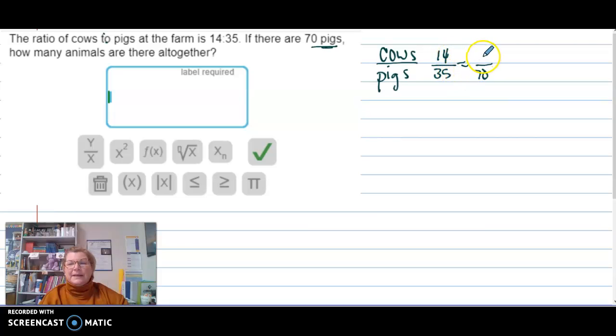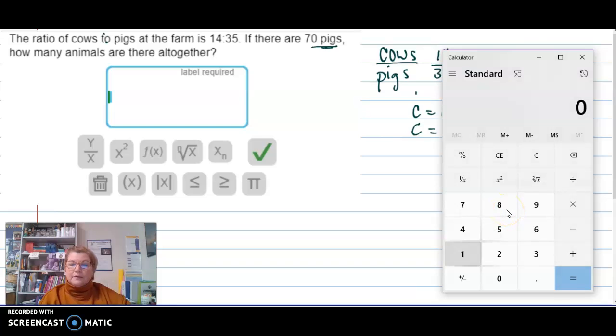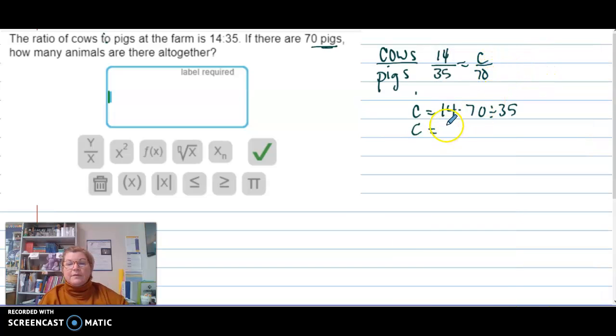What we need to do here is it's not just finding the number of cows, which you could do this way. You could go to your calculator and enter 14 times 70 divided by 35, and the number of cows equals 28. Now careful, that's the number of cows. Is that the question? No, the question is how many animals are there all together?